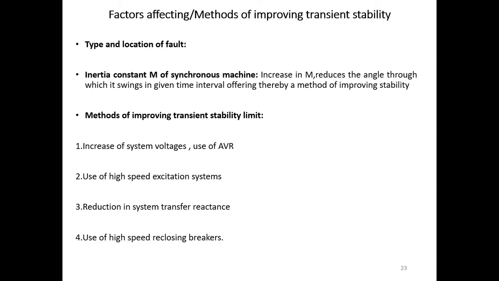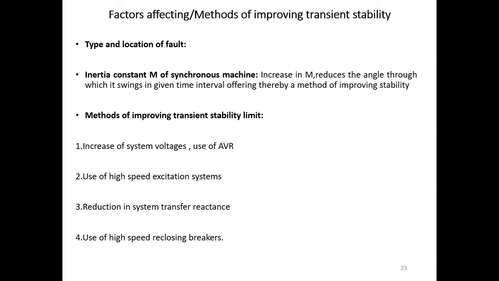Then third method is reduction in the system transfer reactance. As we have the equation P is equal to magnitude of E into magnitude of V upon X into sin delta for the power transfer. And from this equation, it is clear that reduction in the reactance means improved power transfer capability. So reduction in the system transfer reactance is one of the methods for improving the transient stability.